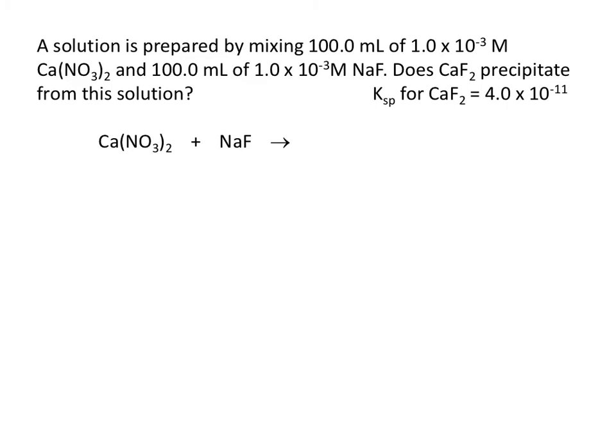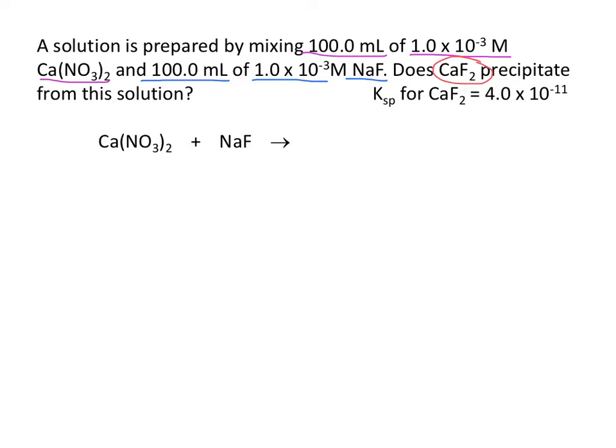Alright, a solution is prepared by mixing 100 milliliters of 1 times 10 to the negative third molar calcium nitrate and 100 milliliters of 1 times 10 to the negative third molar sodium fluoride. The question has to do with whether or not calcium fluoride precipitates from this solution, but there's a lot we have to do before we can get to that point.